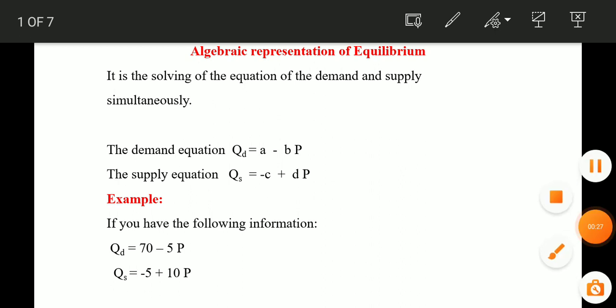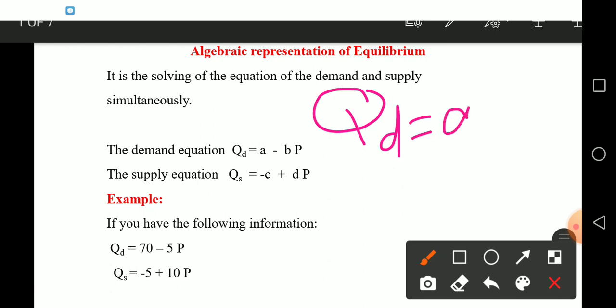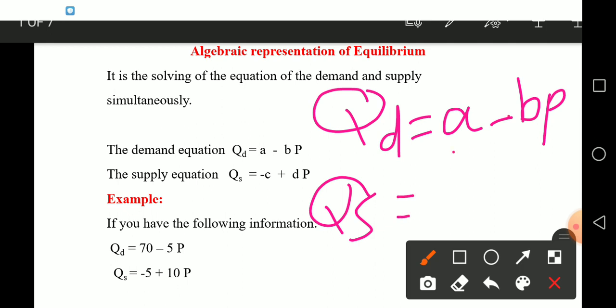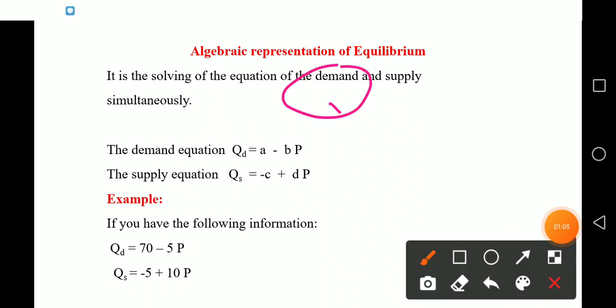So demand equation, let's have this one. Let's study well together and know the equations here. Okay, quantity demanded equals A minus BP. Okay, quantity supplied. So we said A, B, C, D. Okay, so we're having here quantity demanded and quantity supplied again. So start with what? Start with quantity demanded. Quantity demanded equals what? And we have quantity supplied.